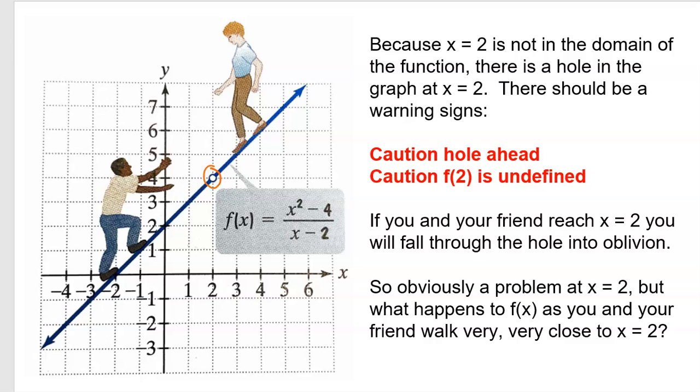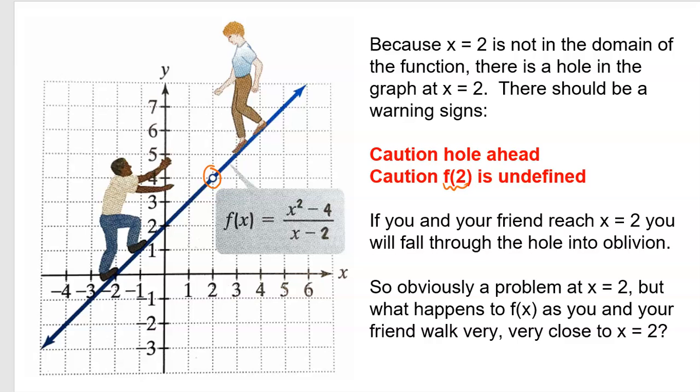And if you and your friend were walking towards this hole, you'd think there'd be some warning signs. Like maybe there'd be a sign that says, caution, there's a hole ahead. Or caution, f of 2 is undefined. Now remember, f of 2 is the y value. And there is no y value because at 2, there's nothing. It's a hole. You can't have something where there's a hole. So something's going on here.